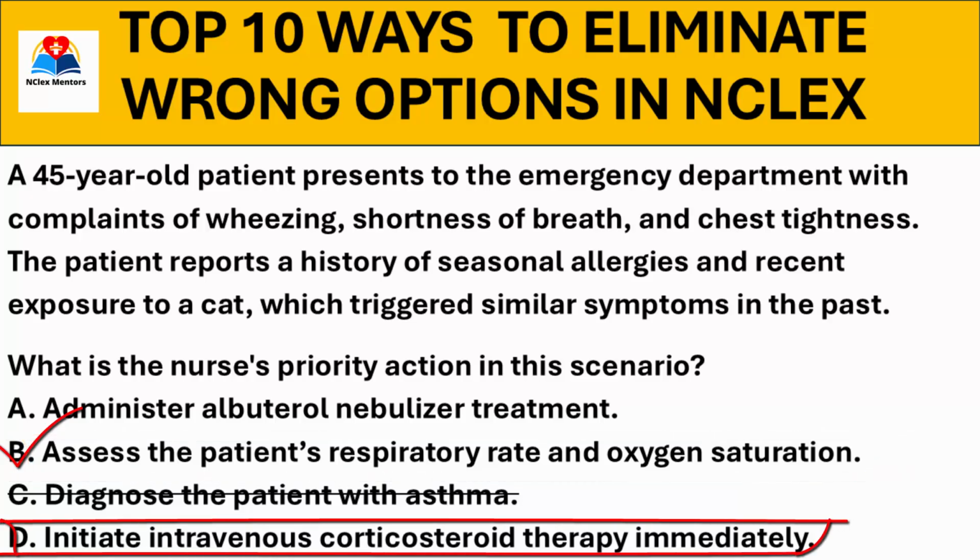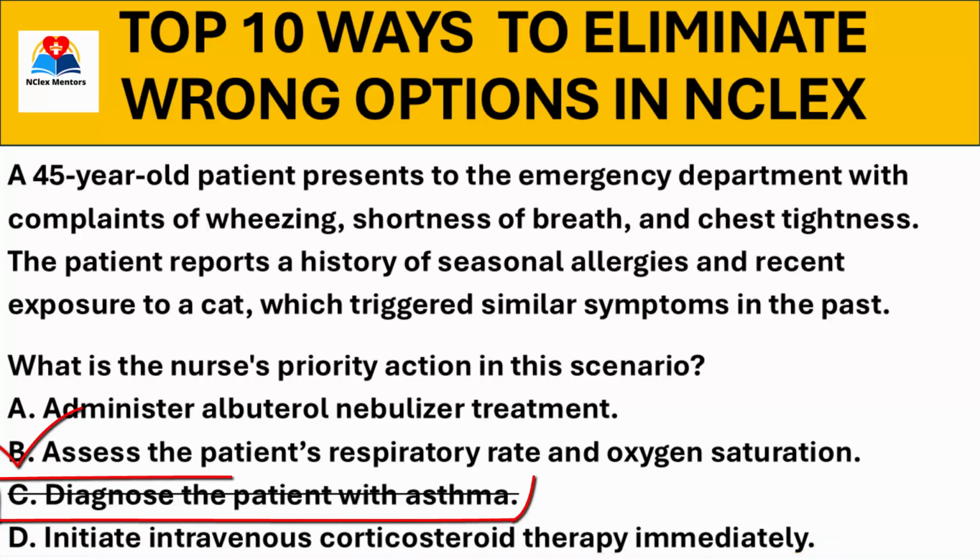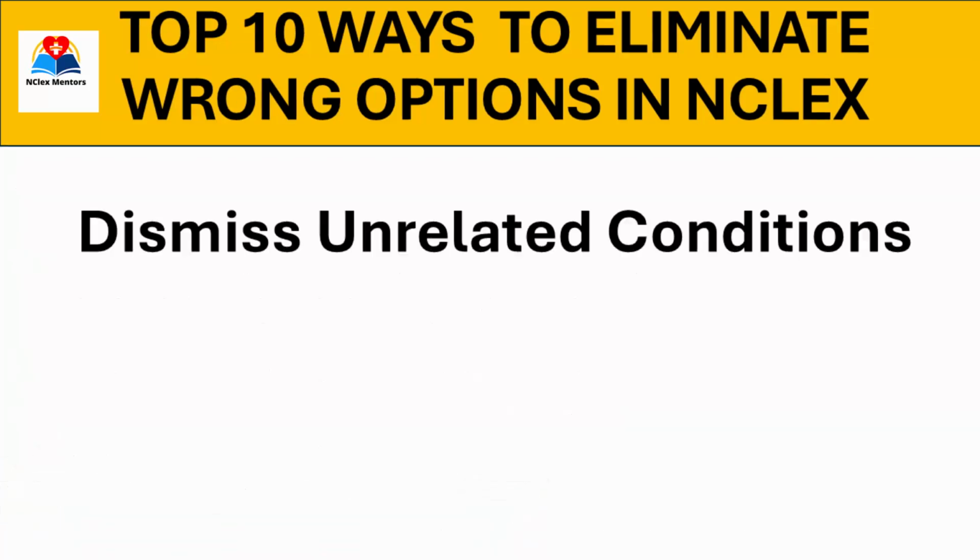Diagnose the patient with asthma. This is not correct. Nurses do not diagnose medical conditions. This is the responsibility of healthcare providers like physicians or nurse practitioners. Initiate intravenous corticosteroid therapy immediately. This is not correct. While corticosteroids may eventually be part of the treatment plan, initiating therapy without a provider's order is outside the nurse's scope of practice. Let's see another important strategy.